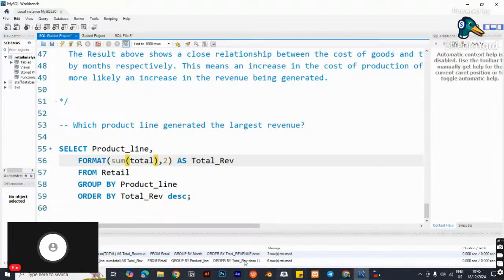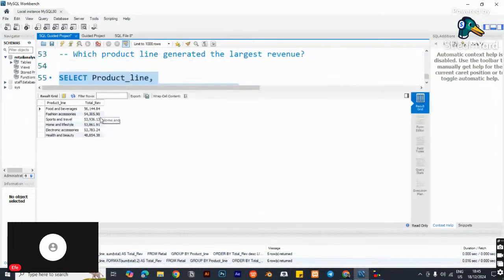So you can format it so that we have it. So you can see the highest is 56. Which product line generated the total revenue? So food and beverages. So it shows that most people purchase food and beverages. Of course, you should know how to make recommendations from this, right? And how to also boost the performance of health and beauty, electronic.